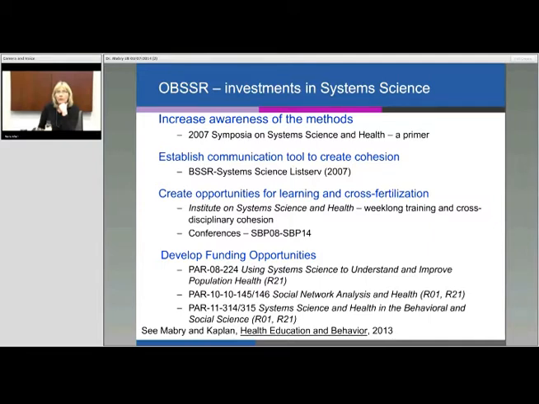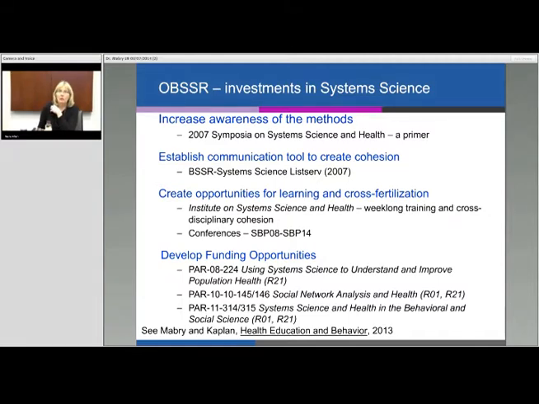We also created opportunities for cross-fertilization. The training we developed was a week-long training called the Institute on System Science and Health. We were able to do it for 4 years. We're not able to do it anymore, at least in the same way. Also conferences: these were ways for people to meet experts in system science, people who had content area expertise, to pair with system scientists. And I still believe this is a very good model.